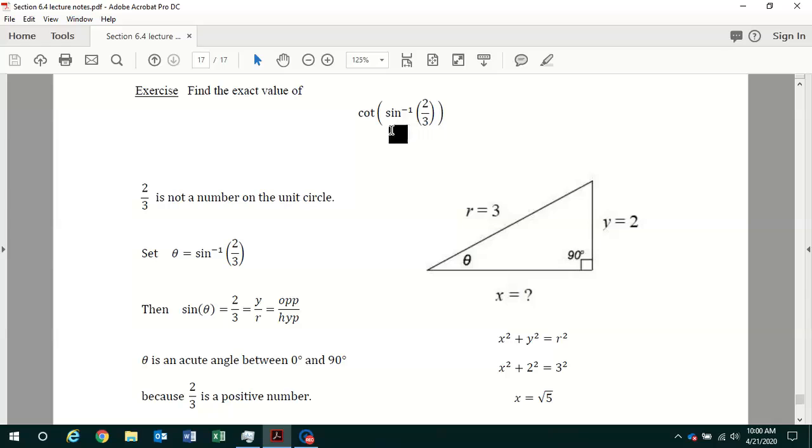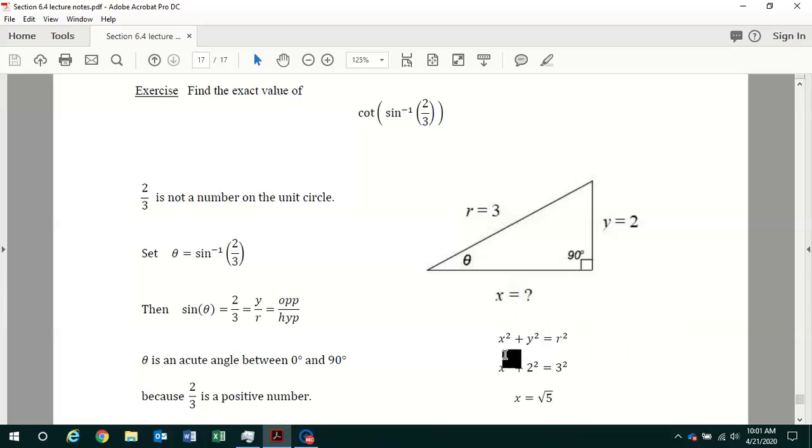So this angle, the inverse sine of 2/3, we'll set it equal to the angle theta. The angle theta is equal to the inverse sine of 2/3. Well, from page 3 of your note packet, that means the sine of that angle theta is equal to 2/3. And sine is equal to opposite over hypotenuse, or y over r. Well, because 2/3 is a positive number, theta is an acute angle between 0 degrees and 90 degrees, so we can use a right triangle to solve this problem. y is equal to 2 in this problem. r is equal to 3. We just have to figure out what x is.